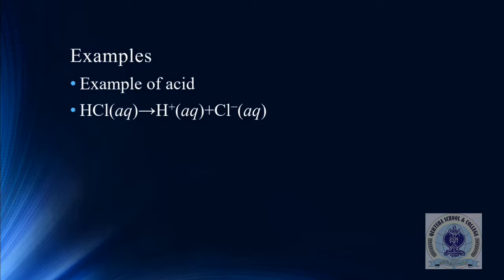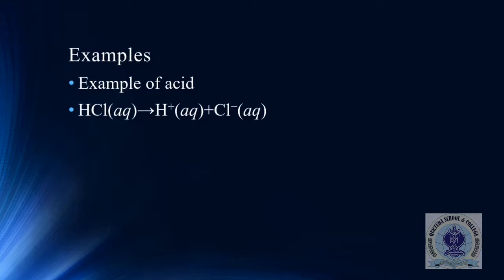As we discussed, according to Arrhenius concept, any substance that gives H plus ion in aqueous solution is an acid. So by looking at the example, you can see that here HCl decomposes to H plus ion, which means that HCl gives us H plus ion in aqueous solution. So HCl is actually an acid.